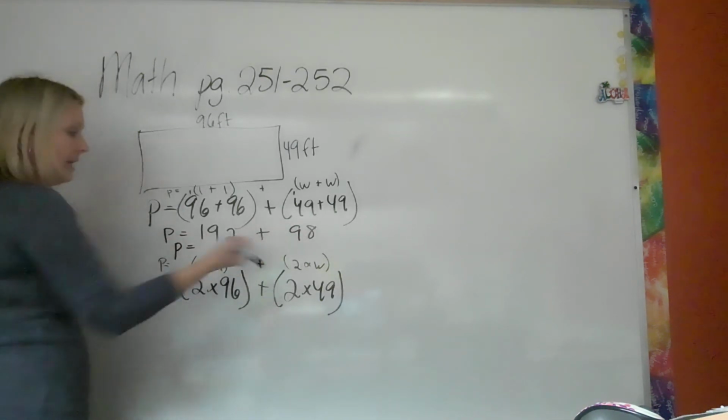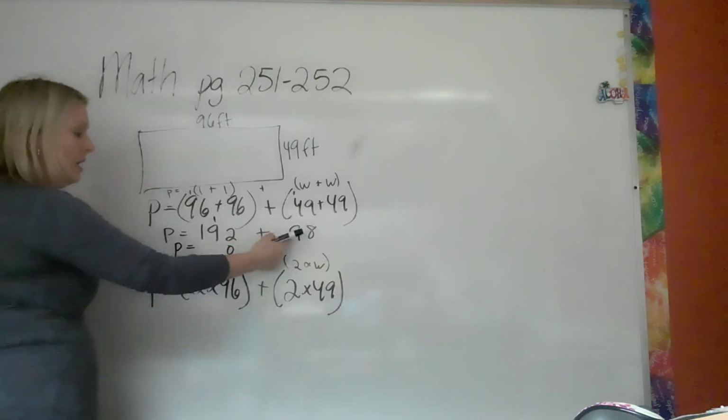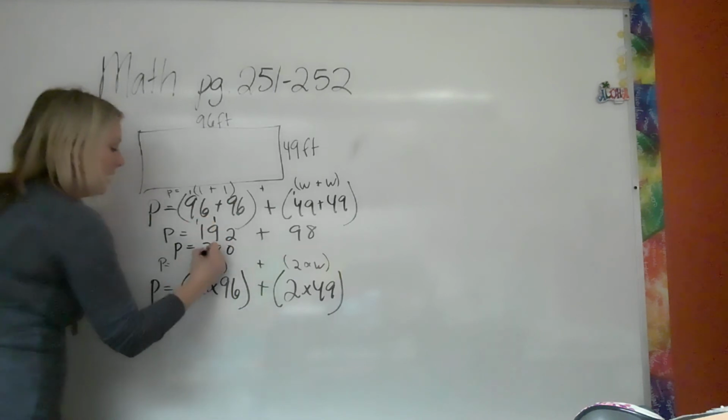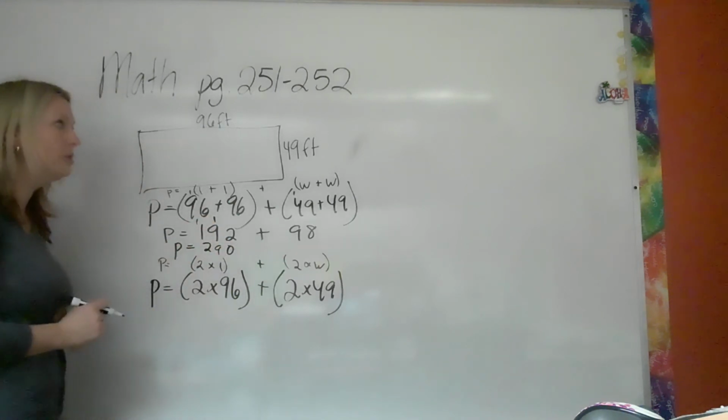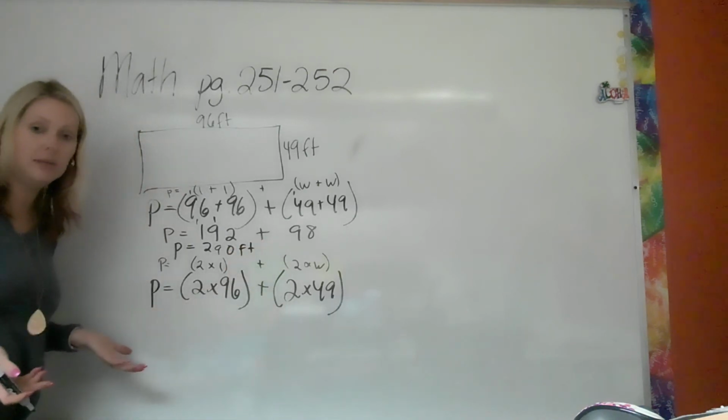P equals, I can add them up together. 8 plus 2 is 10, carry my 1. 9 plus 9 is 18, we have 19, carry my 1. I now have P equals 290 feet. He's gonna need a fencing. See how I did that?